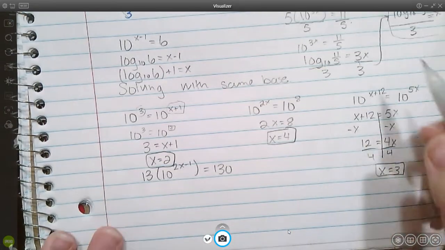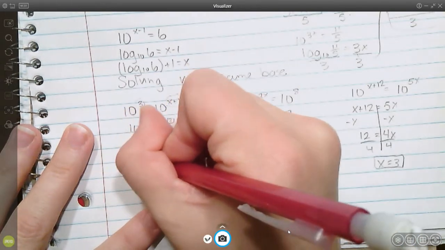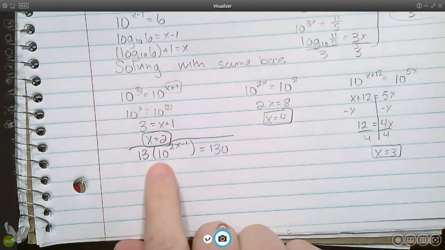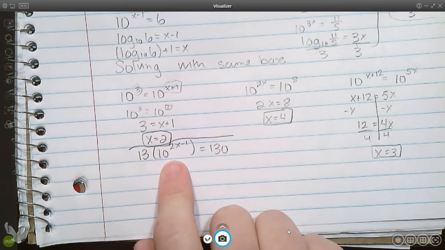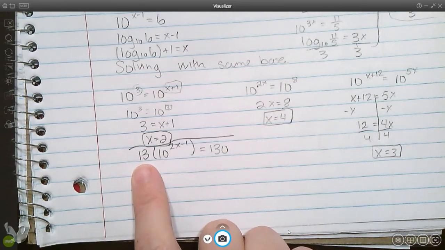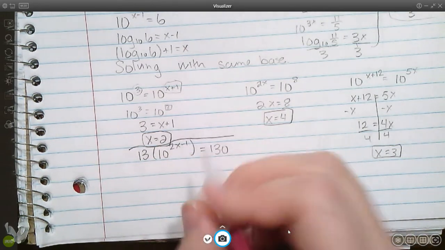All right, and our last problem, it's kind of combining two things that we've done. So this one, the x or the base and the exponent aren't by themselves. So we have to get rid of this 13 first. So we're going to divide both sides by 13.